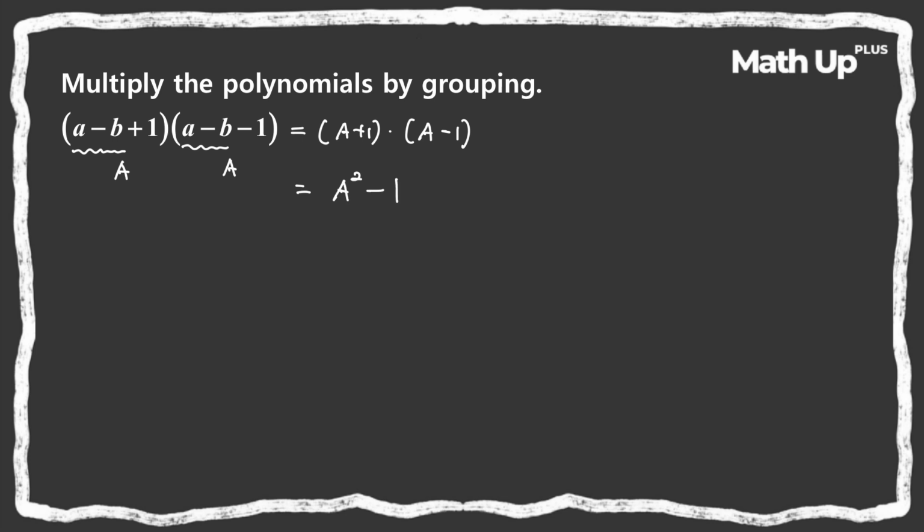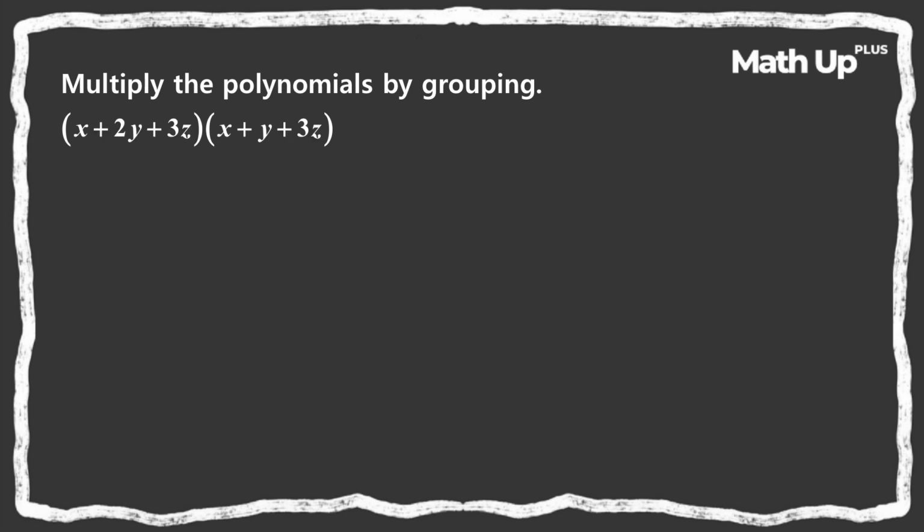Now what we have to do is substitute a minus b for capital A. If we do that, then that is equal to a minus b squared minus 1. And this is a special product, right? So that is equal to a squared minus 2 times a times b plus b squared, and we have minus 1. Now we're done. Alright, in this question, we have the same expression x plus 3z in each polynomial, right?